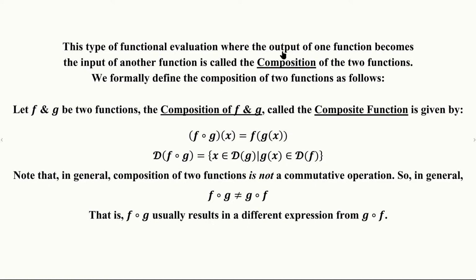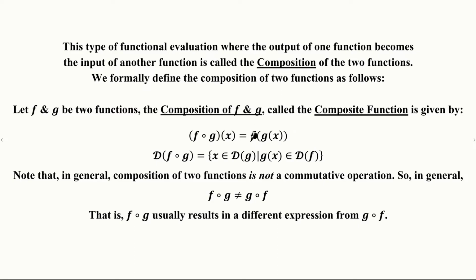This type of functional evaluation, where the output of one function becomes the input of another function, is called the composition of the two functions. We formally define the composition of two functions as follows. Let f and g be two functions. The composition of f and g, called the composite function, is given by this notation: f circle g of x. Make sure that this is left as an open circle. You don't want to mistake this with a multiplication symbol. So when you write it with a pen, you have to make sure you make a nice open circle, okay? It is basically none other than f of g of x.